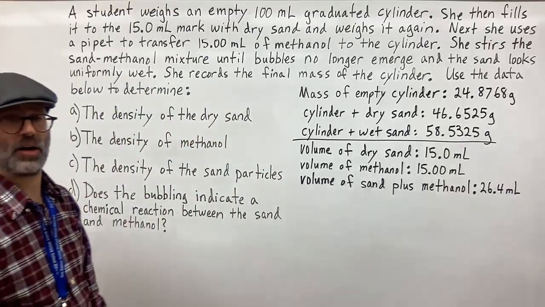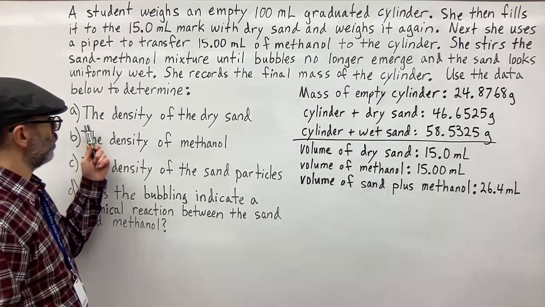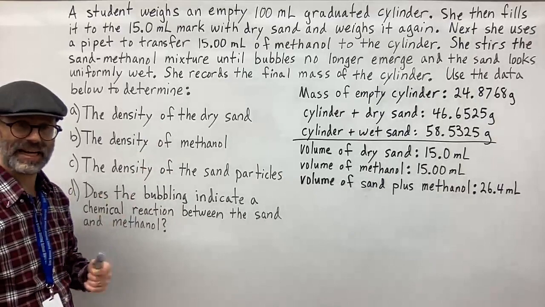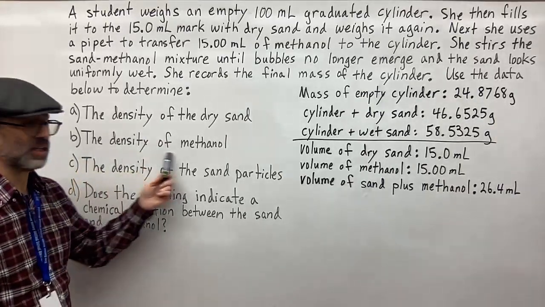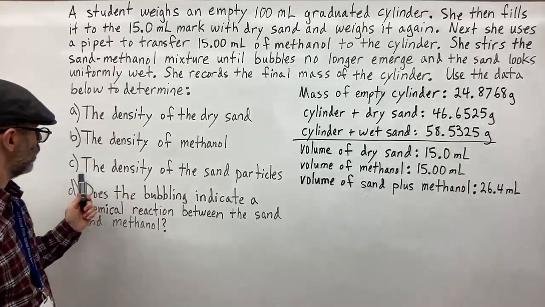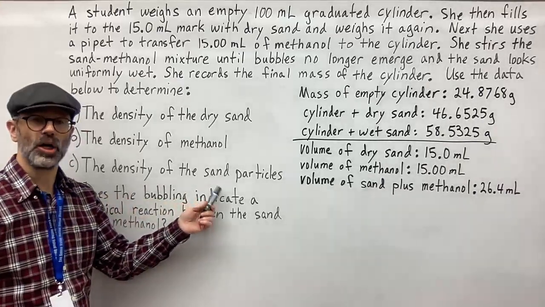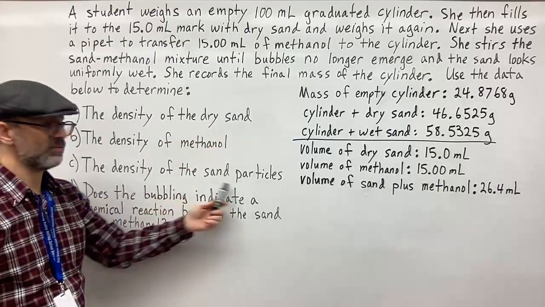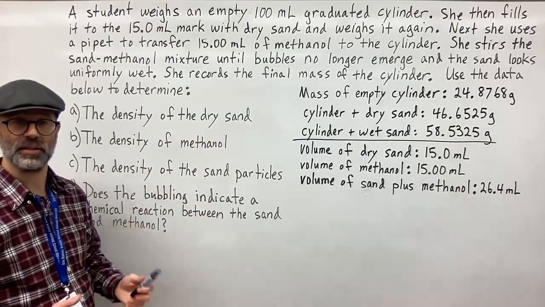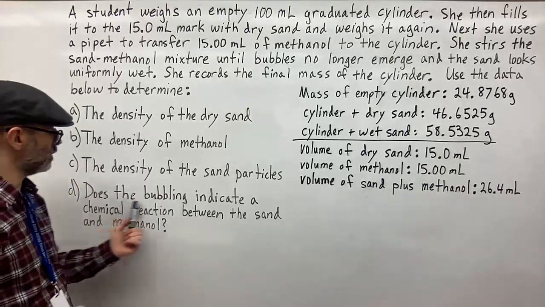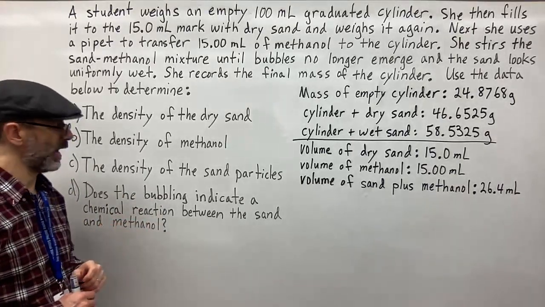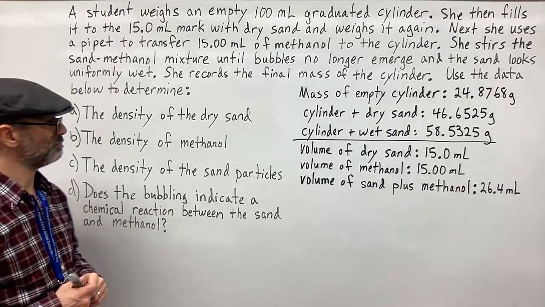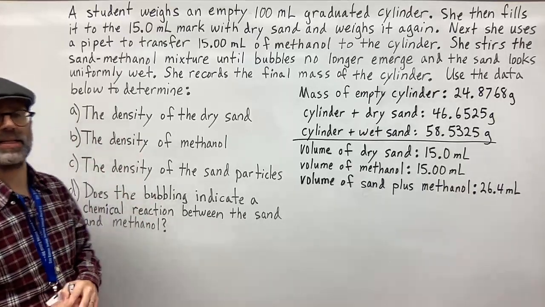Using this data, we're being asked to do the following. A, determine the density of the dry sand. B, determine the density of the methanol. C, determine the density of the sand particles. Yes, the density of the dry sand and the density of the sand particles are not the same thing. They're different. And D, does the bubbling indicate a chemical reaction between the methanol and the sand? We'll talk about that in a moment. So first, we've got to calculate densities.